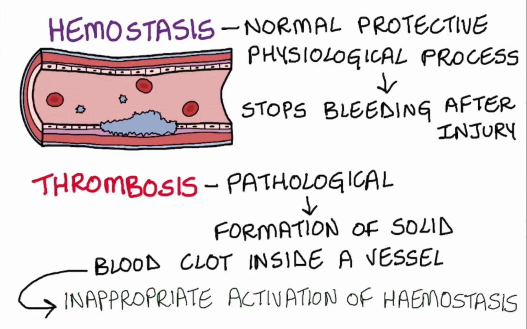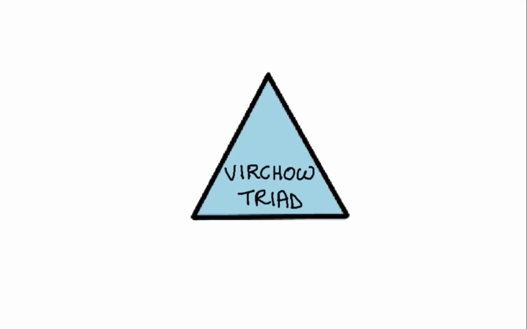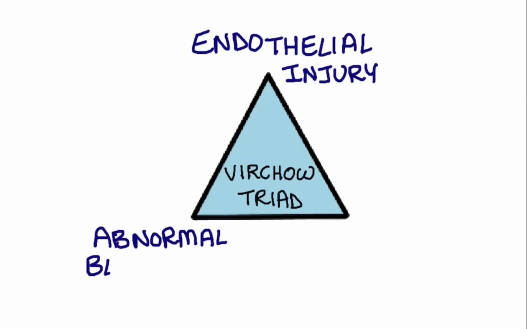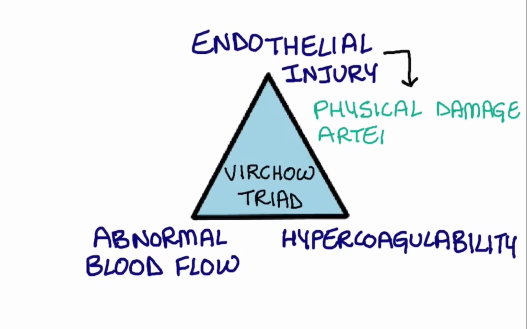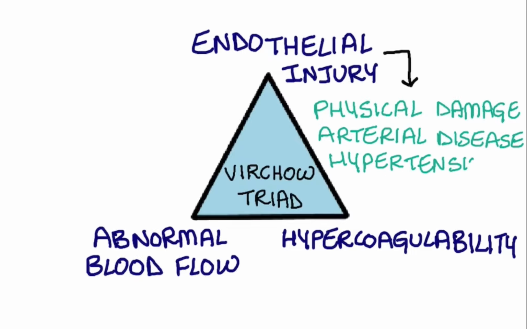There are three primary abnormalities that can lead to thrombus formation, and these constitute the Virchow's triad. These are endothelial injury, abnormal blood flow, and hypercoagulability. The causes of endothelial injury can be physical damage, arterial disease, hypertension, cigarette smoking, etc.